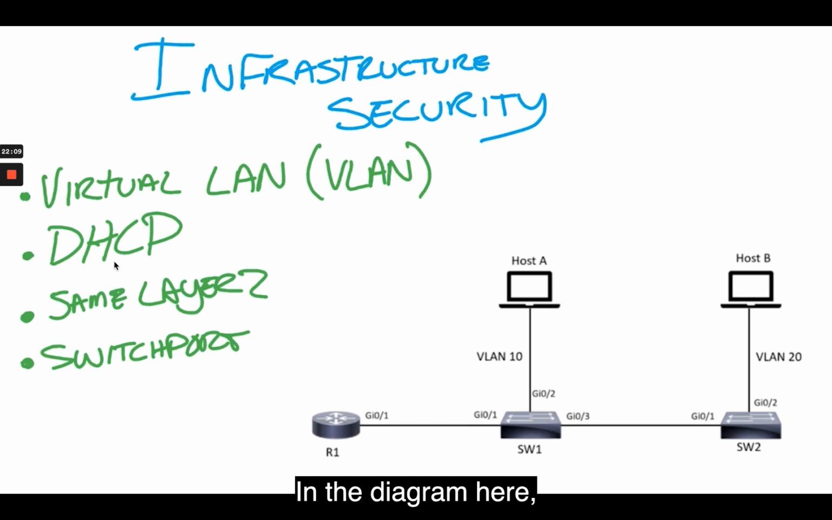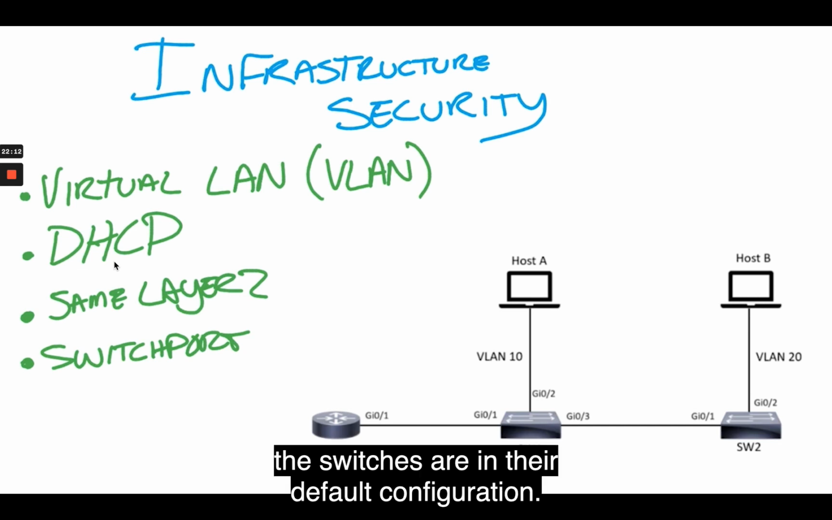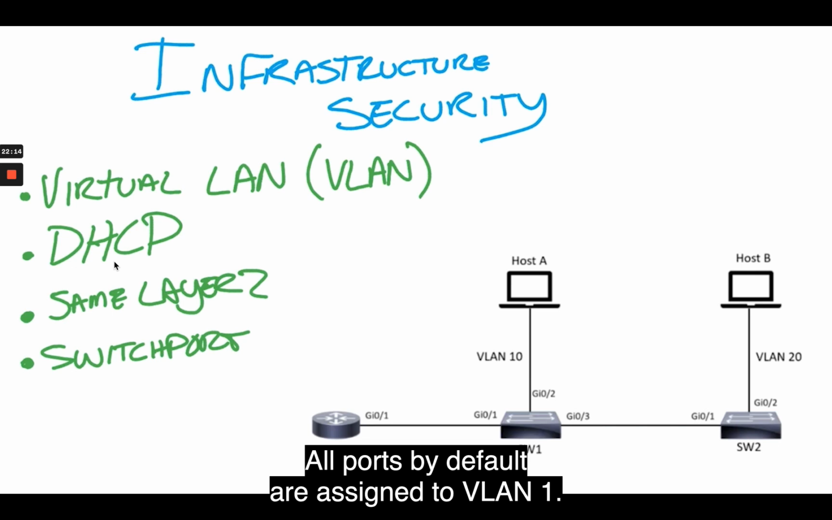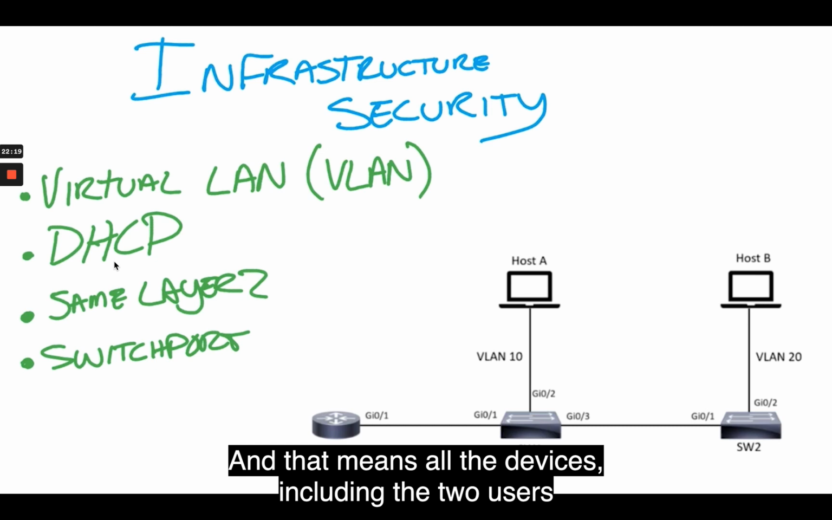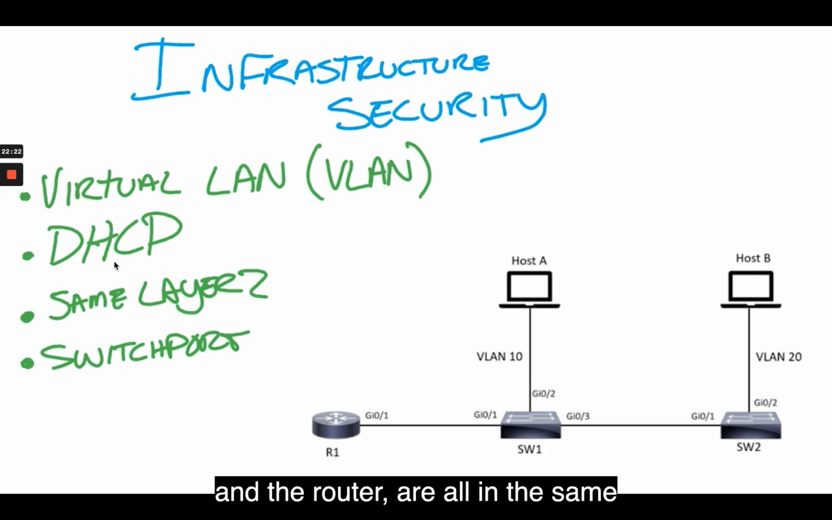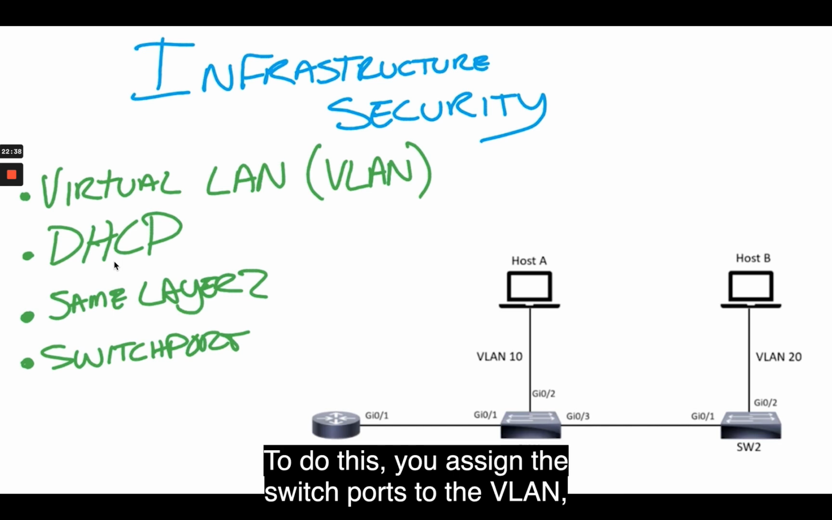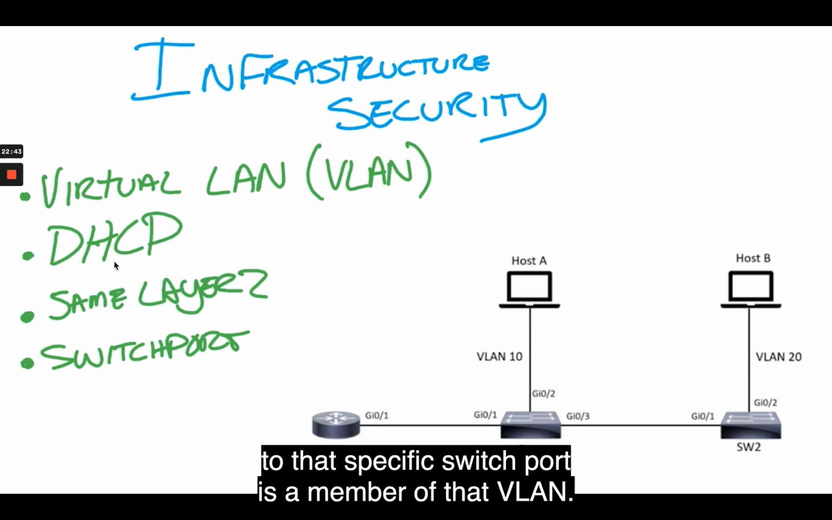In the diagram here, the switches are in their default configuration. All ports by default are assigned to VLAN 1, and that means all the devices, including the two users and the router, are all in the same broadcast domain, or VLAN. As you start adding hundreds of users, you might want to separate groups of users into individual subnets and associated individual VLANs. To do this, you assign the switch ports to the VLAN, and then any device that connects to that specific switch port is a member of that VLAN.